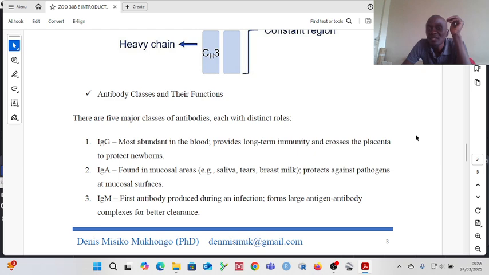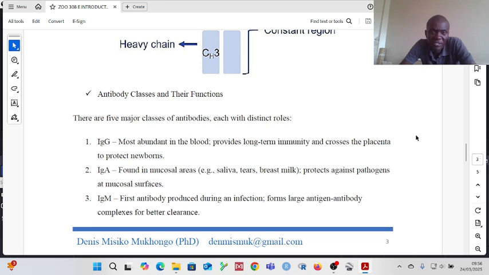Okay. Then you have immunoglobulin A, which is found in the mucosal areas. Because it's found in the mucosal areas, you find it largely in saliva, in tears, and in breast milk. Its main role is to protect against pathogens that could attack the body across these mucosal surfaces.